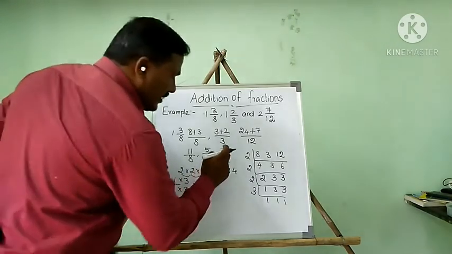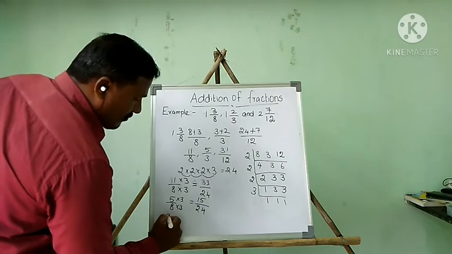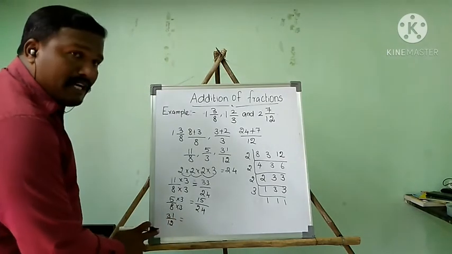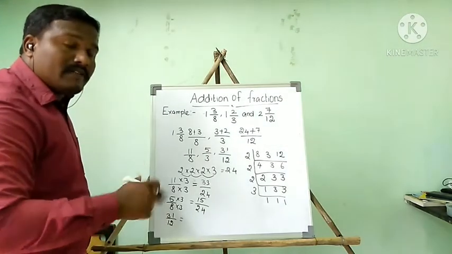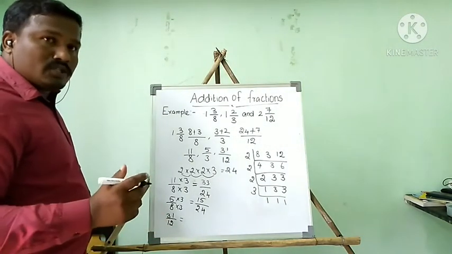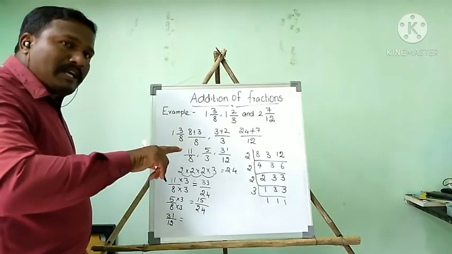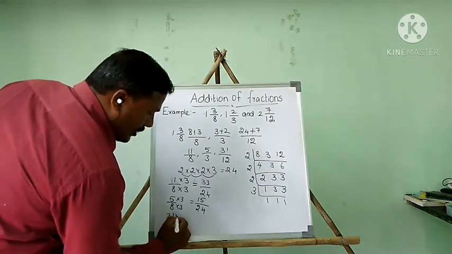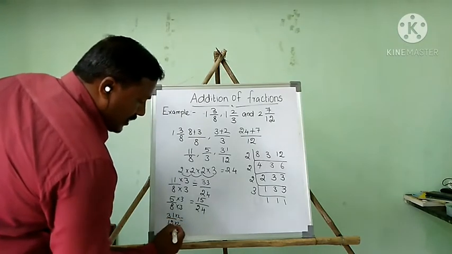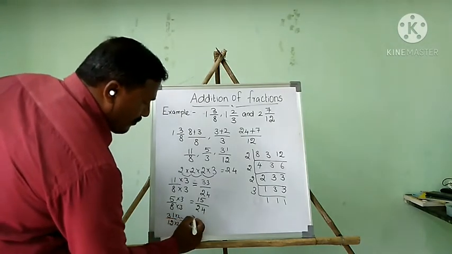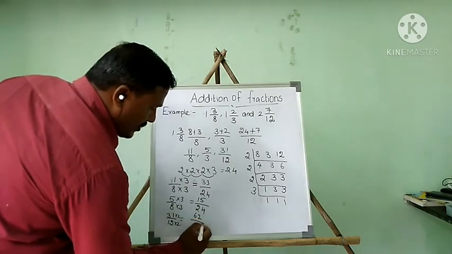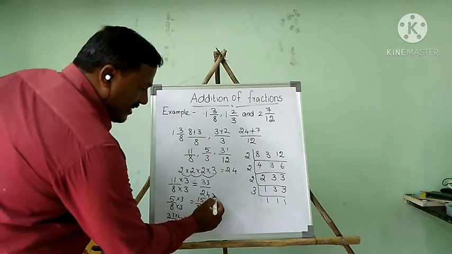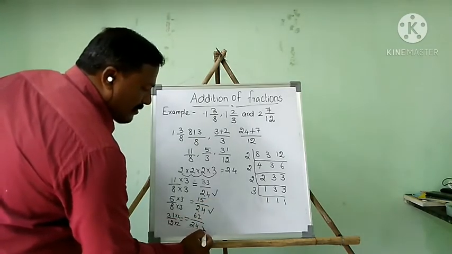Then the third one, 31 and 12. Which number, if you multiply with 12, will become 24? 2 12s are 24. So we have to multiply up and down both by 2. So 2 31s are 62, 2 12s are 24. If you see here, all the denominators are the same.